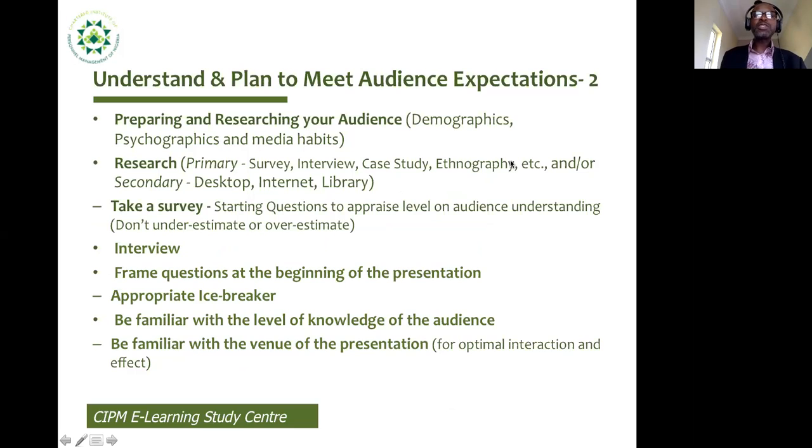All right. So let us see some other things you can do in terms of preparing. Some things you can do in preparing is research about your audience, their demographics, their psychographics, and their media habits. Demographics are the characteristics of the audience in terms of their age, education level, and their gender, things like that. Their psychographics is their thought pattern, the paradigm, their worldview. That's the way they think. That's the psychographics, all right?